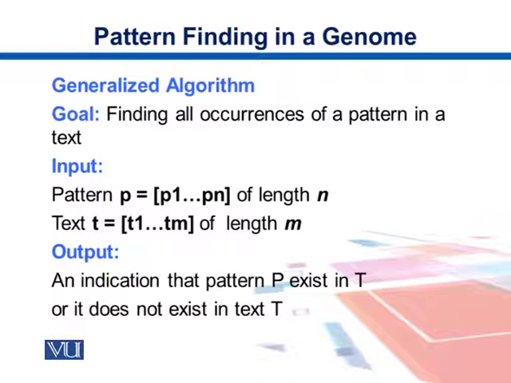So pattern finding in a genome can be presented in a generalized form. What is our expectation? Let's go into a slightly more formal algorithm. Our goal is to find all occurrences of a pattern in a text. Our inputs are a pattern P with length n, P1 through Pn, and a text T with length m, T1 through Tm. These are our inputs to the system, and in the end what we get is an output. The output is an indication that the pattern P exists in T or that it does not exist in T.